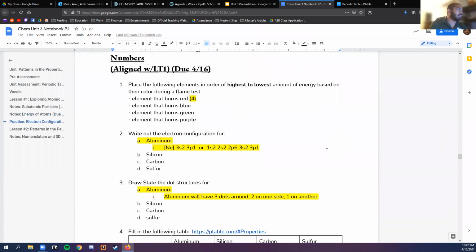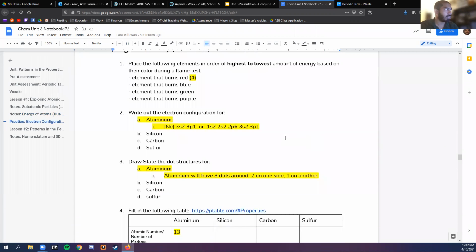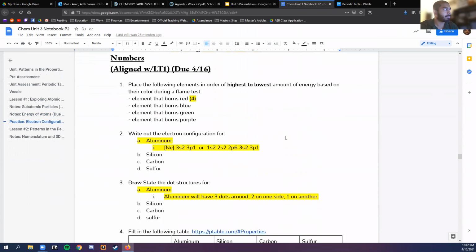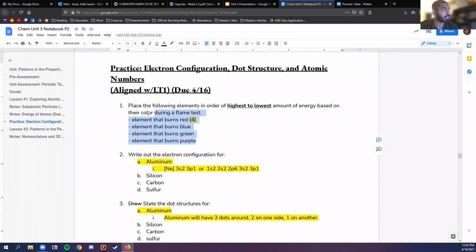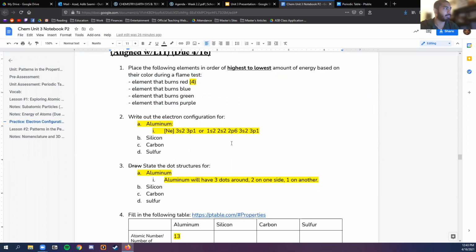All right, that takes us to this practice assignment here. We're looking at numbers 1 through 4. And so this practice assignment, we are working with this. Number 1, organizing these elements in terms of energy based on the color they produce. It's a little bit of a hard thing to do without the wavelength, but you know, I believe in you. I did the first one, so red, with our lowest amount of energy, is number 4. Whichever one is highest, you would label 1, second highest 2, third highest 3.